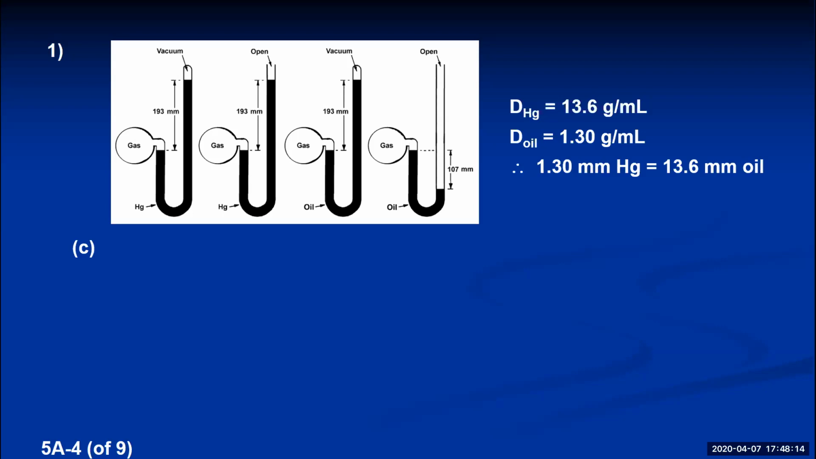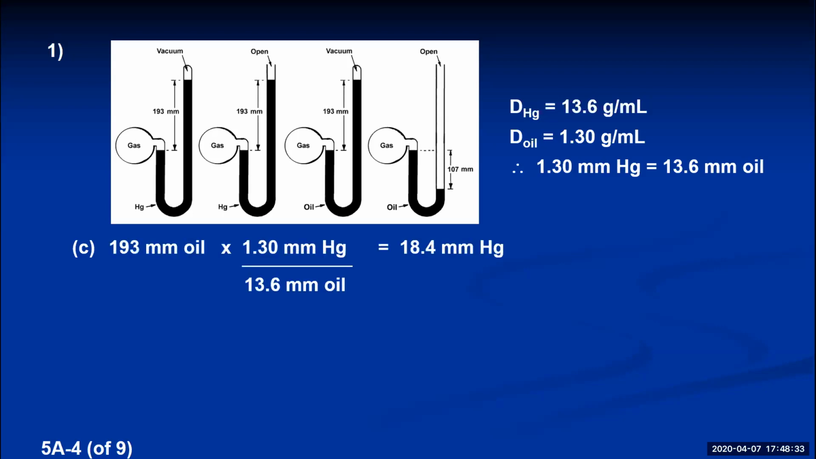So if I flip the densities, 1.30 millimeters of mercury would have to have the exact same mass as 13.6 millimeters of the silicone oil. This gives me an equality statement now, so I can convert the 193 millimeter level difference of silicone oil in the third manometer into what it would be if it was mercury.